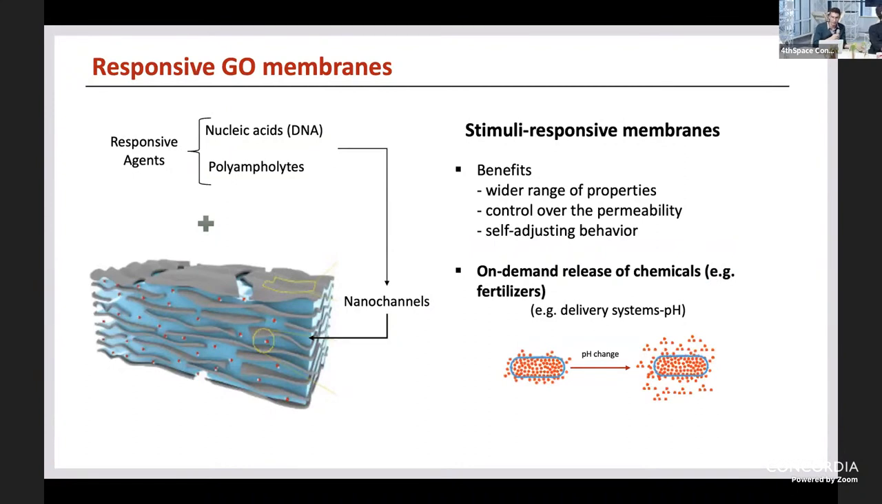As a potential application for these systems, they can also act as a preserver for specific chemicals like fertilizer. We can integrate the fertilizers with these responsive graphene oxide systems and put them in the soil, and upon a change in the acidity of the soil, they can have an on-demand release of the fertilizer. With this, we can bring the condition of the soil back to the normal situation.